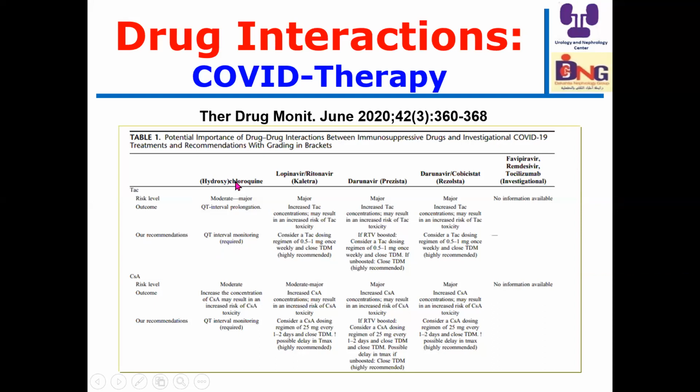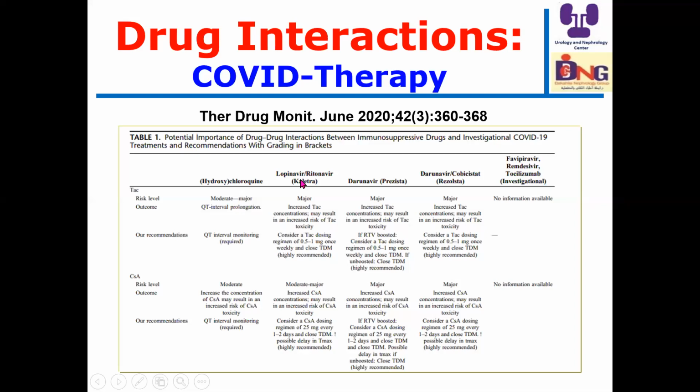So for hydroxychloroquine, either the patient is treated with tacrolimus or cyclosporin. The interaction is moderate to major with tacrolimus and moderate with cyclosporin. And the key message is QT interval monitoring is required before prescribing hydroxychloroquine.